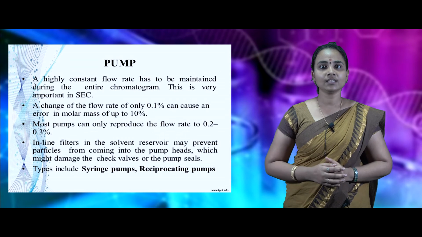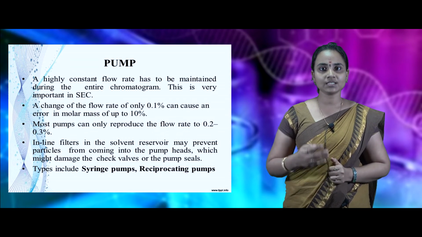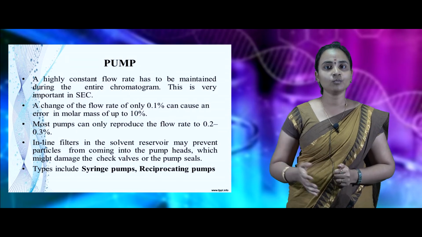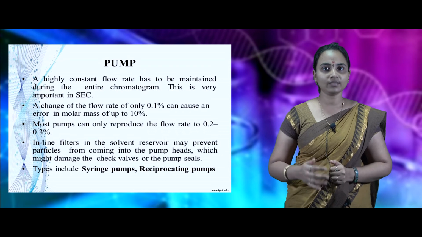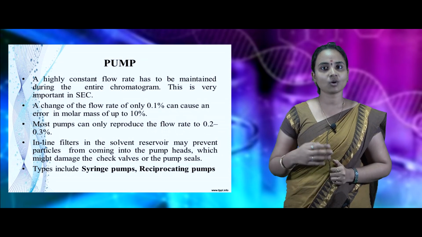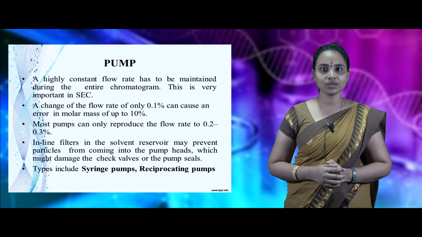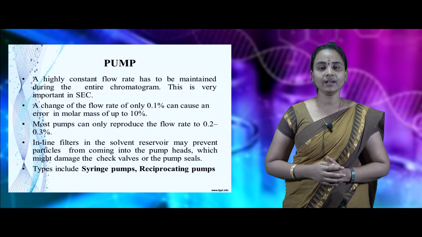Here we use reciprocating pumps and syringe pumps for various separations based on the size. Most of the pumps can reproduce flow rate up to 0.2 to 0.3%, whereas inline filters are used in solvent reservoirs to avoid damage that happens through the solvent flow into the pump head, other valves and also the pump seal.